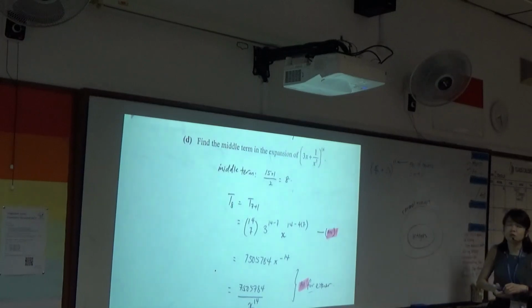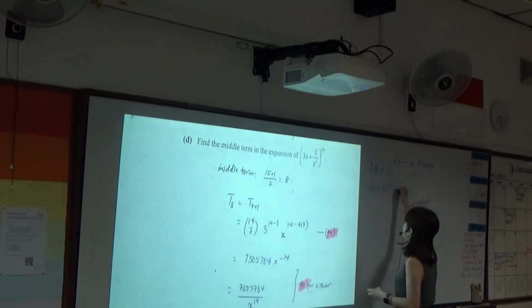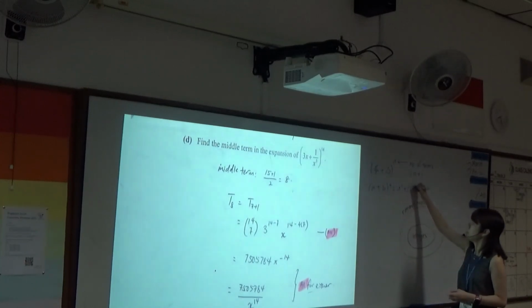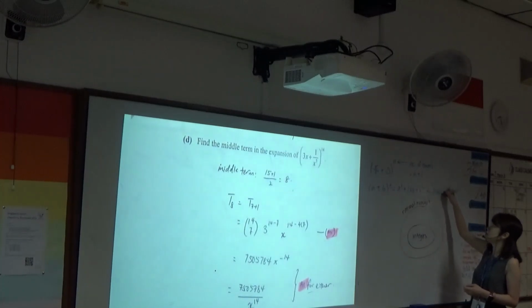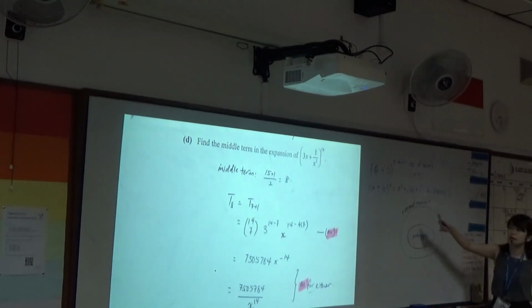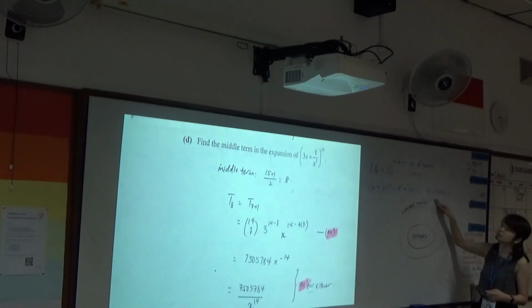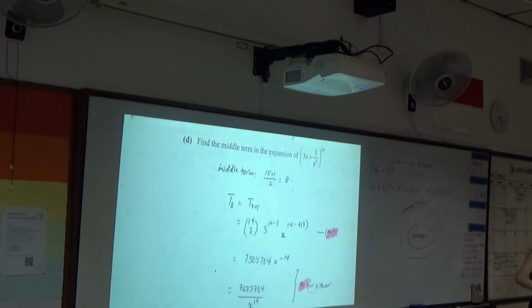The number of terms will always be n plus 1, because we can fall back to our understanding of our a plus b bracket squared, where we know that it opens up to be 3 terms. So we can extend the understanding that when the power is 2, there are 3 terms, so when the power is n, there will be n plus 1 terms. Then the middle one will be your 8th term itself, for this case.